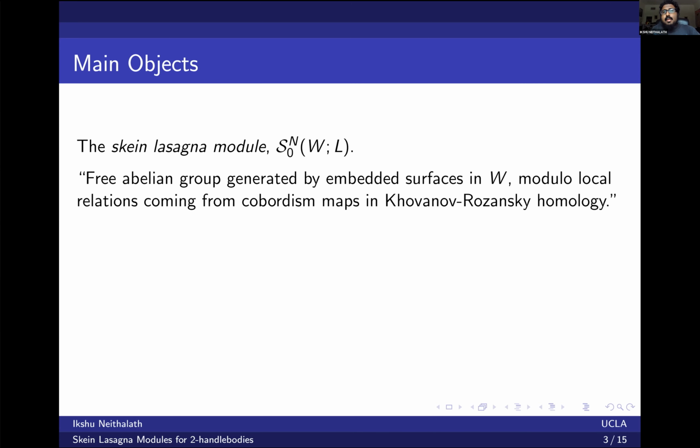Roughly, this group is a free abelian group generated by all embedded surfaces, smoothly embedded surfaces in your four-manifold. But then we're going to mod out by some local relations that treat parts of these surfaces as cobordism maps in Khovanov-Rozansky homology. So hopefully that explains why we're using the word skein here. It's very much an analogy to the skein module of a three-manifold, in which you have embedded one-manifolds modulo some local algebraic relations.